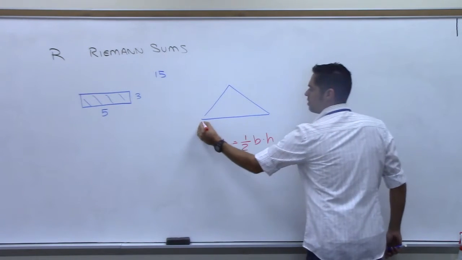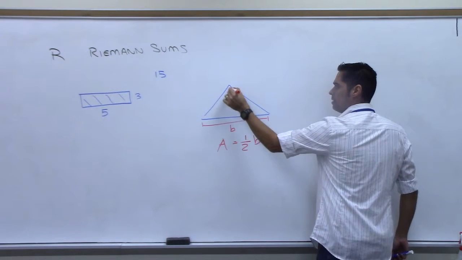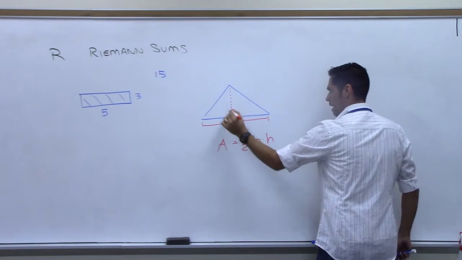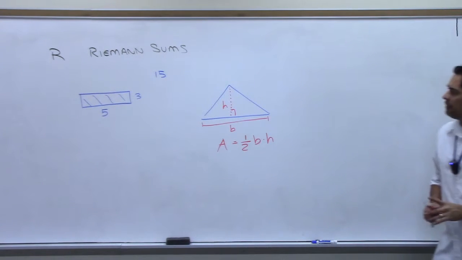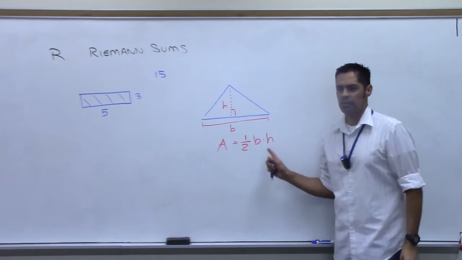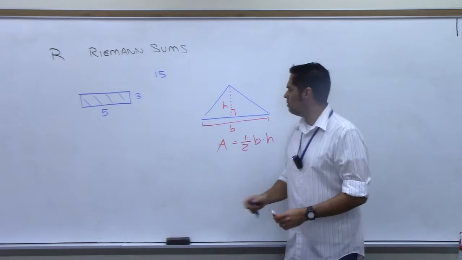Where the base is the distance from here to here, and the height is that right there. Yeah? Okay. So that formula, where did we come up with this formula? It's half of the square. It's half of a rectangle, or a square.